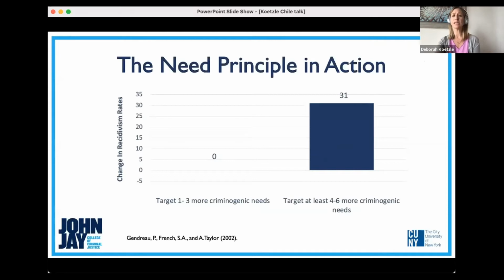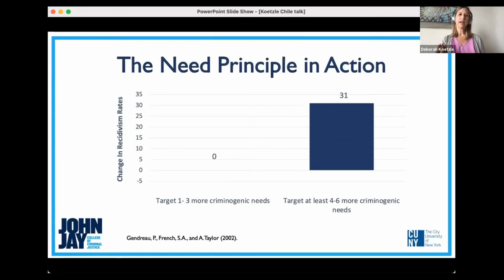And here we see results from a study done by Paul Gendreau and his colleagues that were looking at the density of treatment targets. And so, the truth is, especially in residential and institutional settings, that we do target some non-criminogenic needs, and the same in the community. But the priority, the emphasis should be on those criminogenic needs.